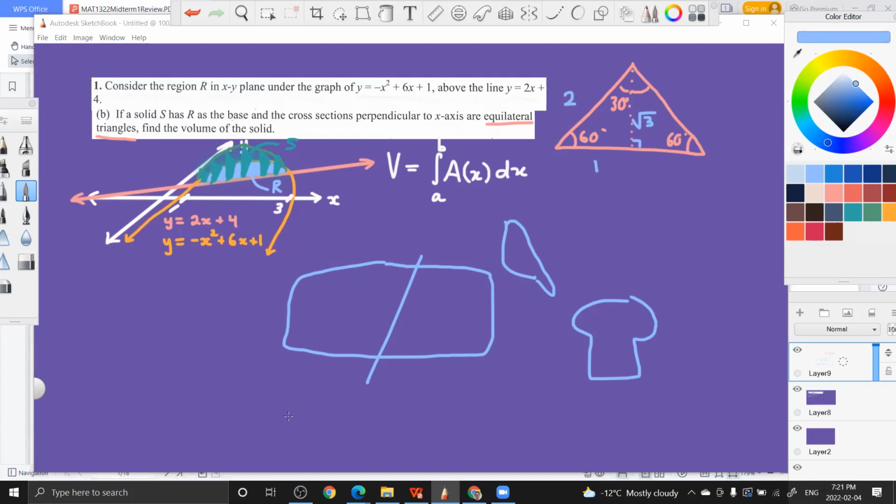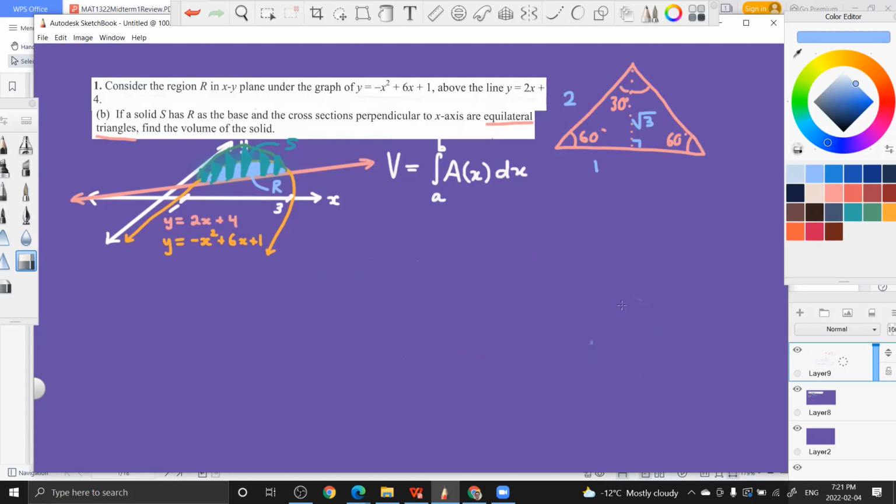Okay, that's good. You understand it. So I'm going to erase this. On the exam, you don't have to worry about what a cross section means. You just use this formula and you'll always get the answer.